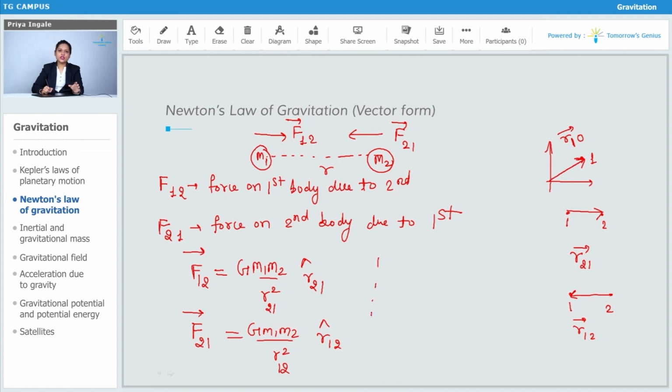And yes, here we can also conclude that these two forces are action reaction forces. They have the same magnitude but the opposite direction. So we can represent this way: force on first body due to second one in a vector form is equal to negative of force on second body due to first one. So that means they have the same magnitude but opposite direction.